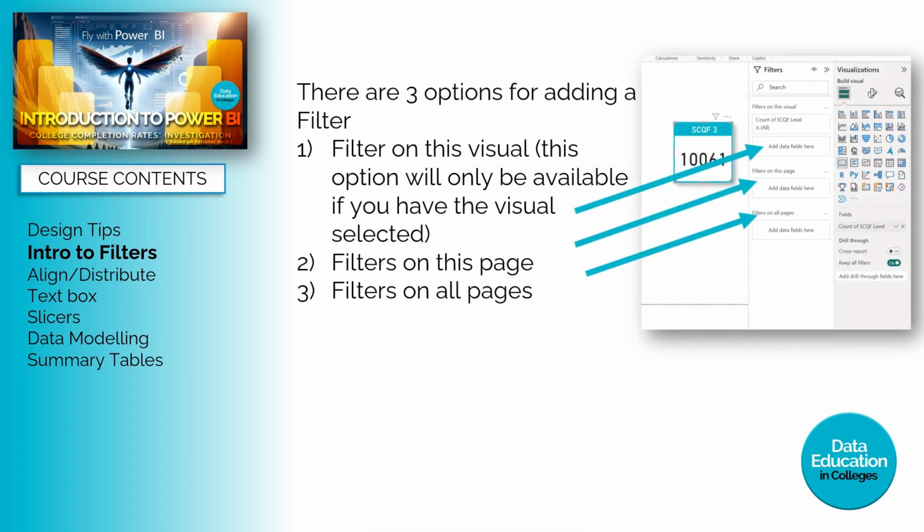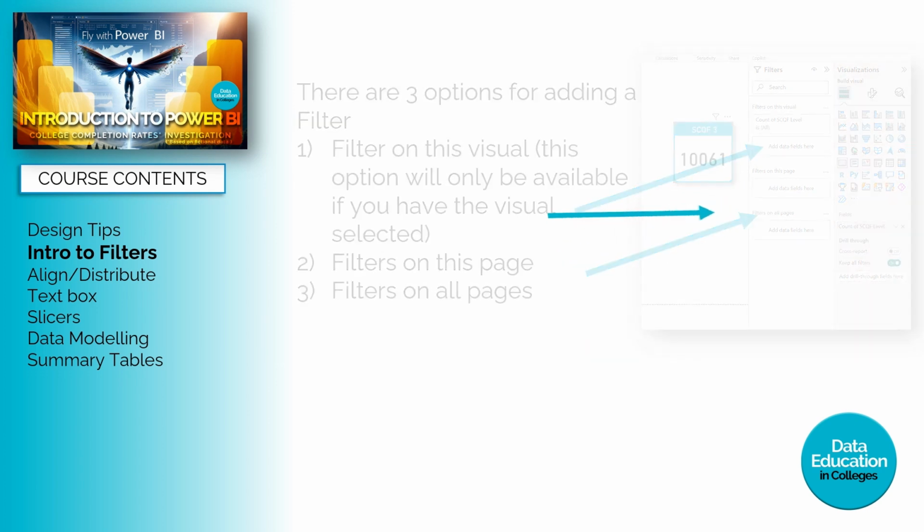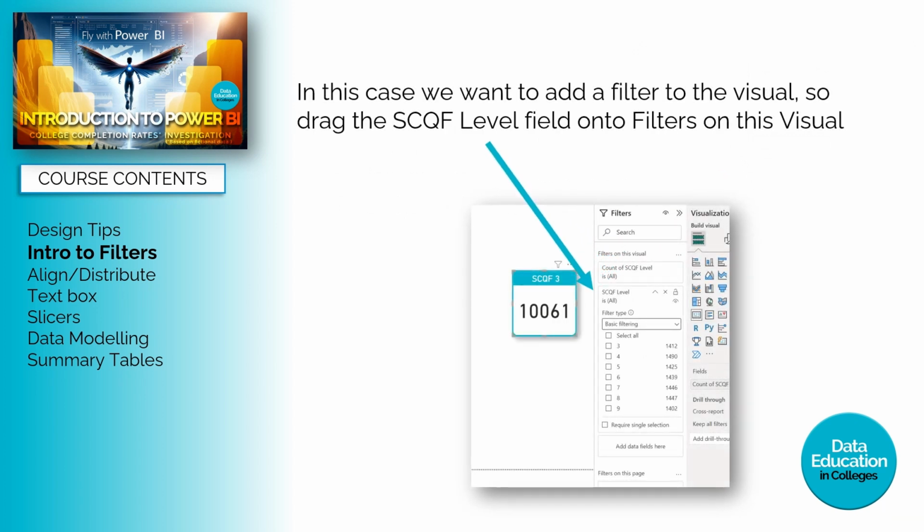And you've got 3 options for adding a filter. Filter on this visual, that's only there if you've got that visual selected. You can do a filter on all pages or just on one page. Drag SCQF level back into the filters. Now I know we've got count of SCQF level already in there, but we want to filter by the specific level.